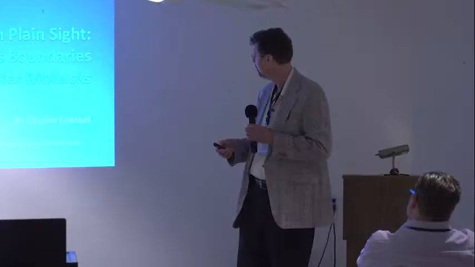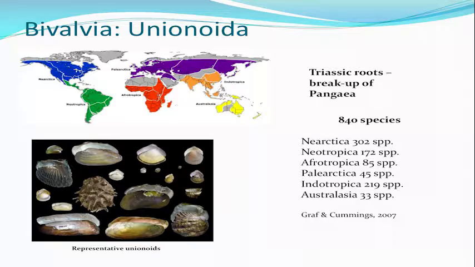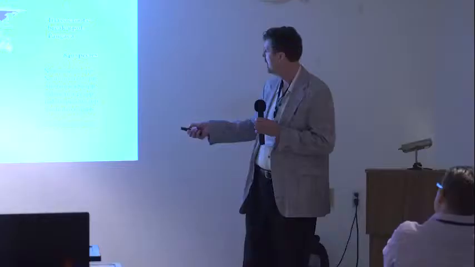So the unionoids are one group that I'm interested in. Unionoids are, as you heard, an order of freshwater bivalves, and they are distributed around the world. It's thought that their diversity and the breakup of different families stemmed from the breakup of Pangaea. They're ancient, some 150 million years old, and the fossil record goes back even beyond that. There are a number of different families. Diversity, as you saw, was greatest in the Nearctic region here in North America, which is where I spend most of my time looking at that particular group.